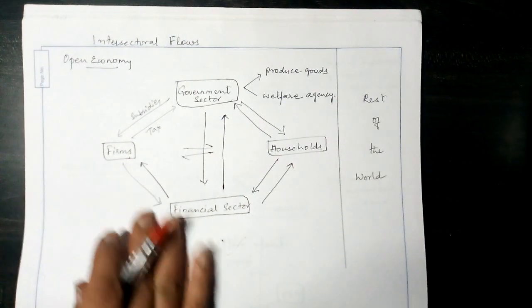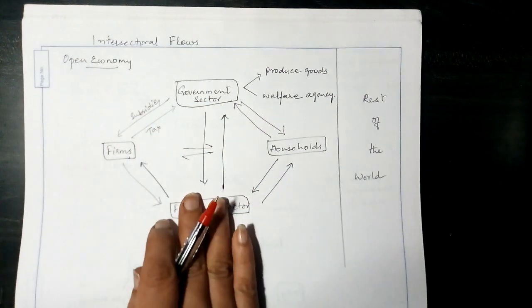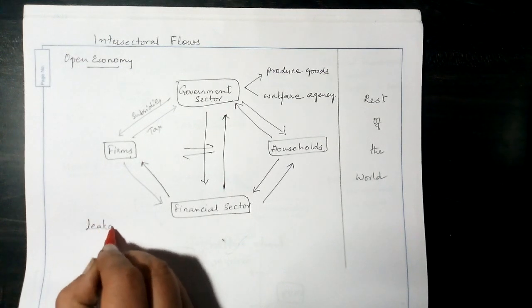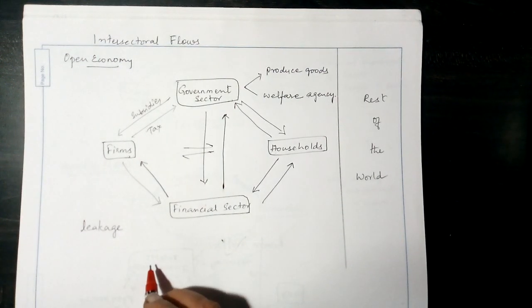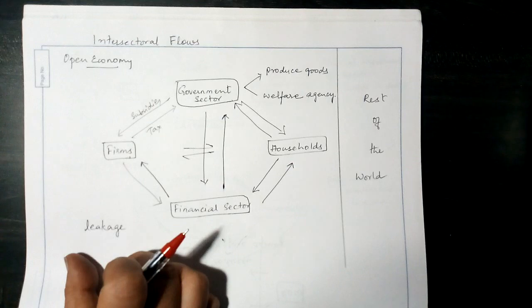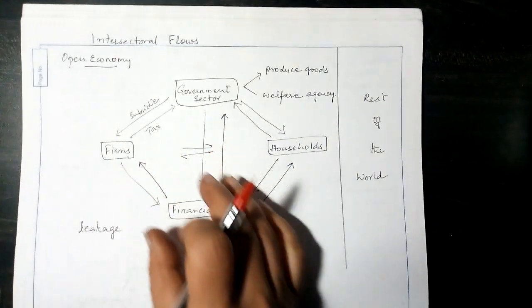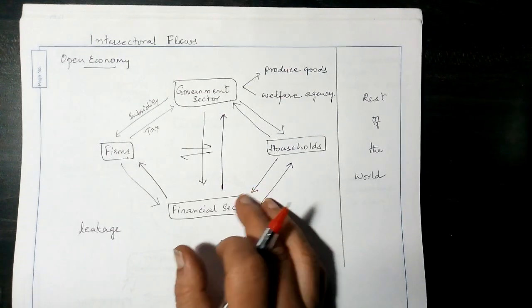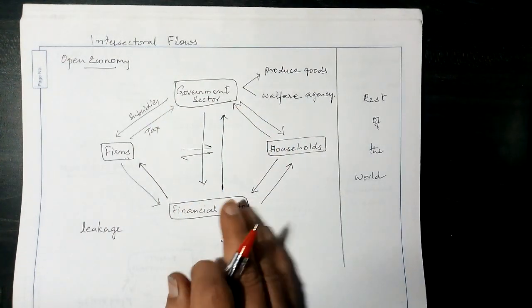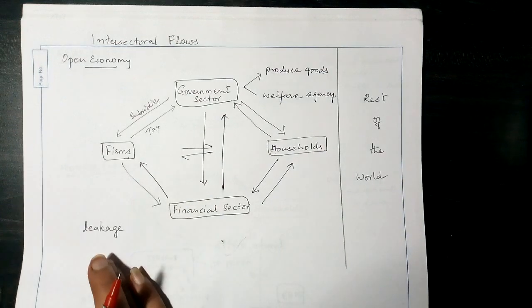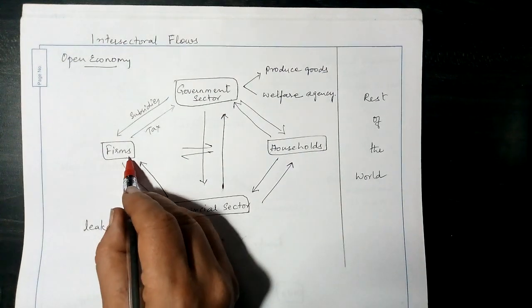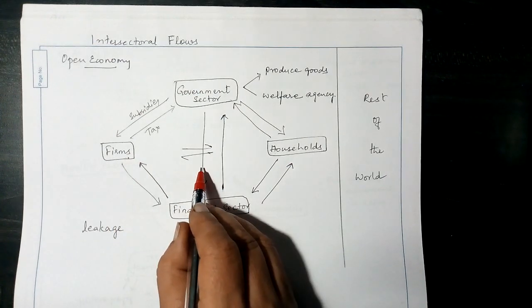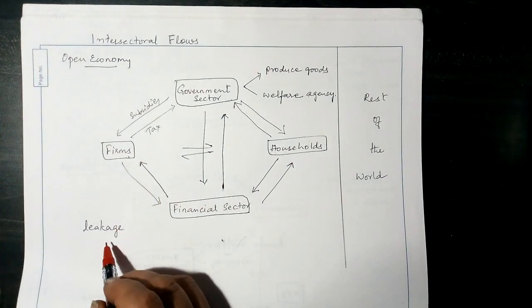If any money from this circular flow goes out of the economy, then that is called leakage. If there is a leakage, then the production activity would reduce. Let us say there is 1,000 units of money circulating in the economy and there is a leakage of 100 units. Then the firms will be able to produce only units worth 900. So there is a leakage of 100 units.